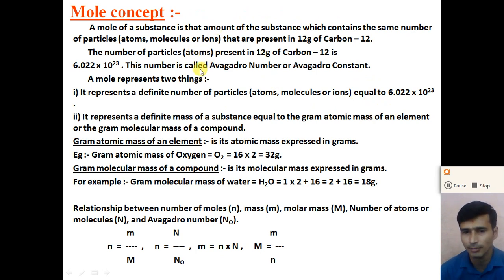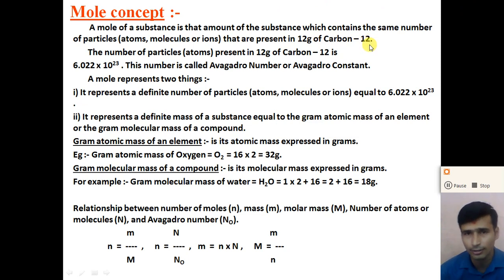So the molecular mass is measured in terms of moles. A mole of a substance is that amount of the substance which contains the same number of particles, that means the same number of atoms, molecules or ions, that are present in 12 gram of carbon atom, right? So a mole of the substance is the amount of the substance which contains the same number of particles, that means atoms, molecules and ions, that are present in 12 gram of carbon.